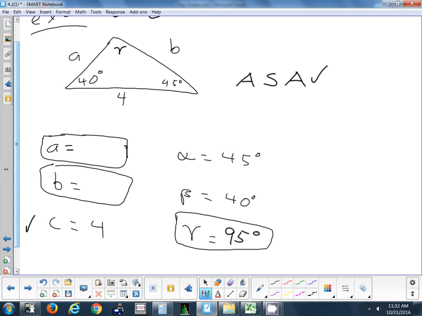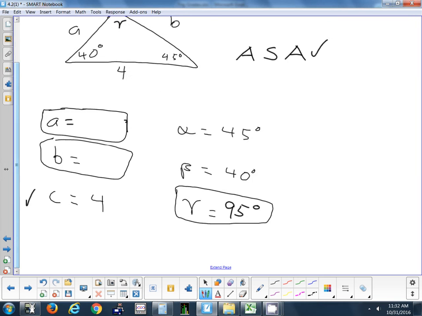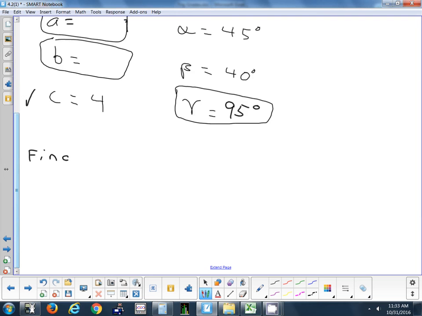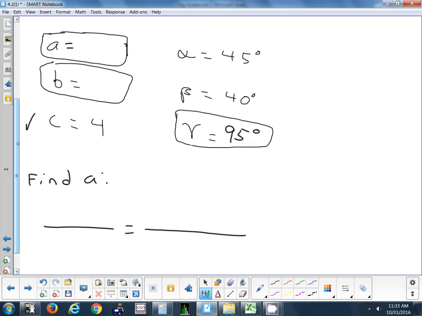It does not matter which one you find first, whether you find A or you find B. It doesn't make a difference. So let's do A first. I've got my proportion ready to go. Anyone think they can tell me what's going to go on one side of that proportion? And remember, when you're done, you should have three numbers in the proportion and only one letter. If you've got two letters, you did something wrong.